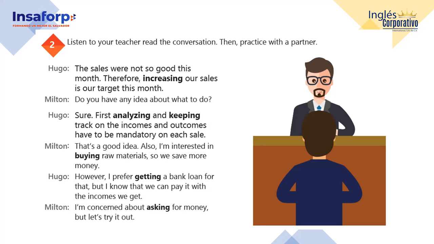The sales were not so good this month. Therefore, increasing our sales is our target this month. Do you have any idea about what to do? Sure. First, analyzing and keeping track on the incomes and outcomes have to be mandatory on each sale. That's a good idea. Also, I'm interested in buying raw materials, so we save more money. However, I prefer getting a bank loan for that, but I know that we can pay it with the incomes we get. I'm concerned about asking for money, but let's try it out.